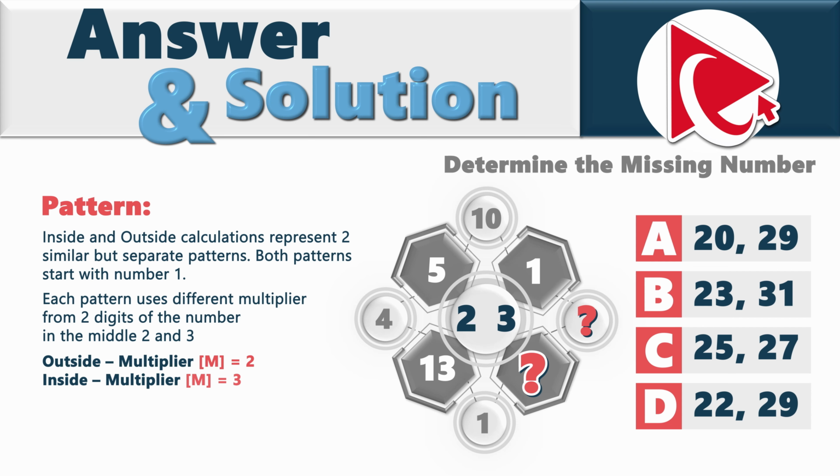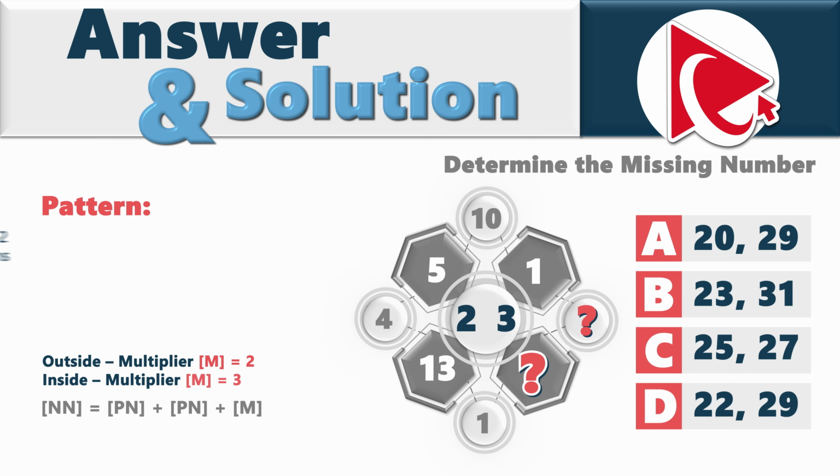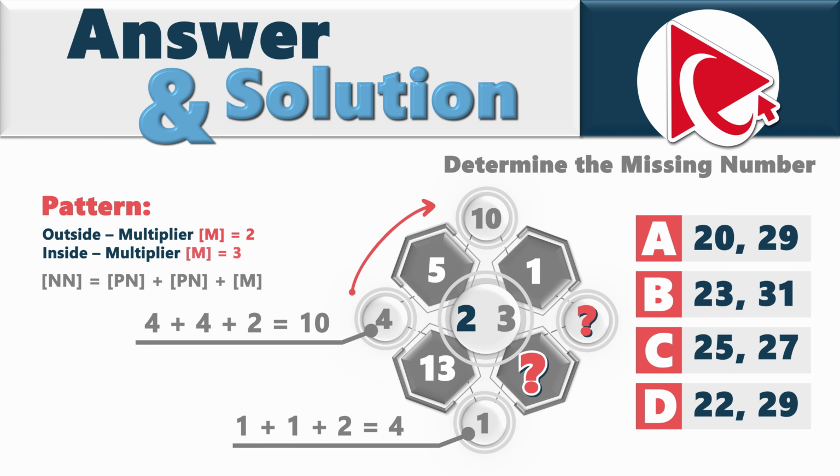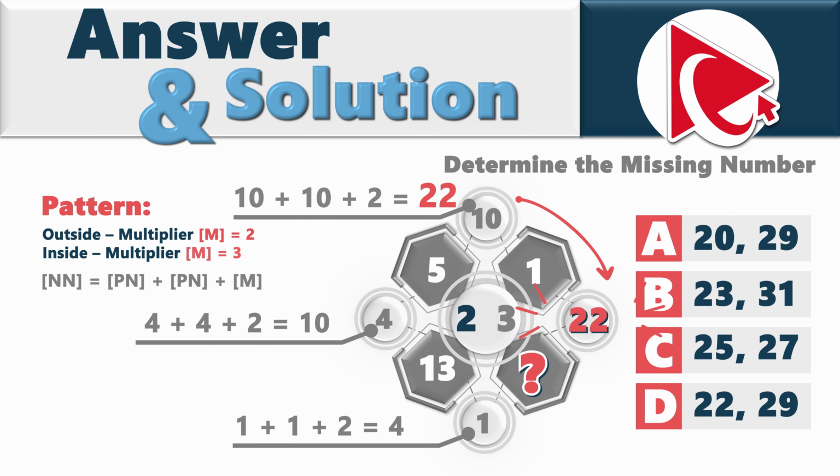And the formula to calculate the next number in the sequence is: next number equals previous number plus previous number again plus multiplier. For example, for the outside pattern, 1 plus 1 plus 2 equals 4. Then the next number will be calculated as 4 plus 4 plus 2, same multiplier, equals 10. And then the missing number for the outside pattern would be 10 plus 10 plus 2 equals 22.